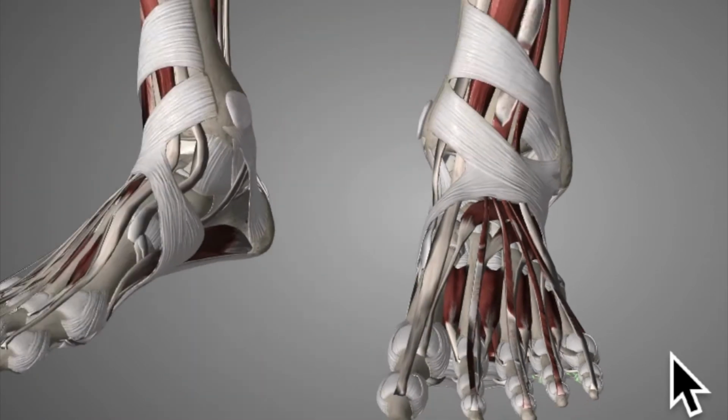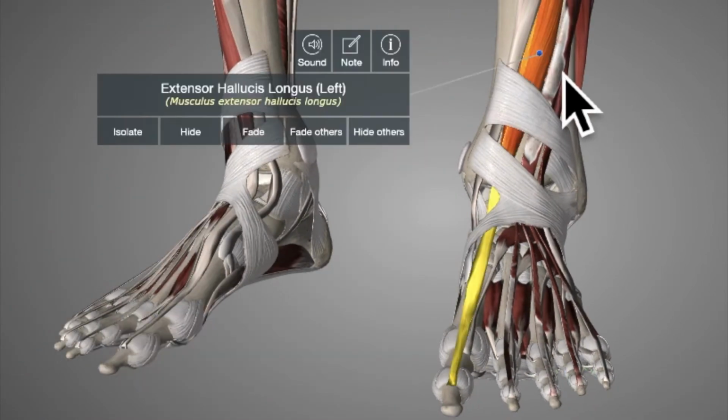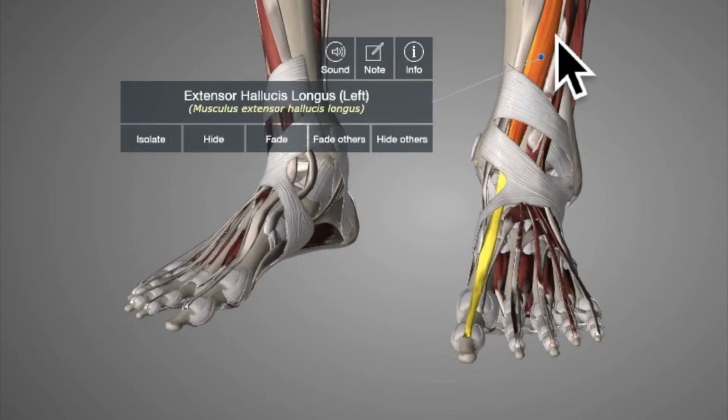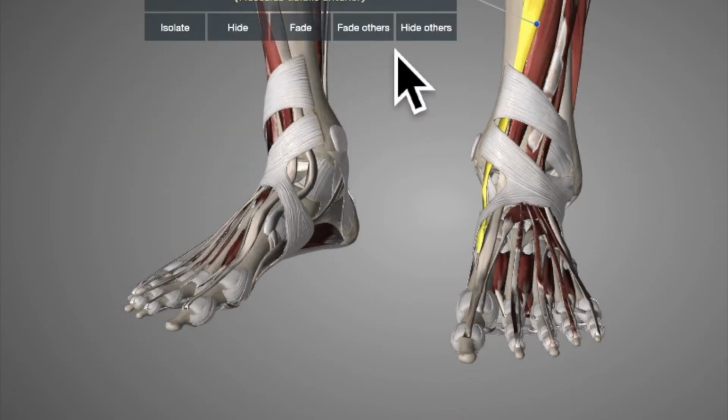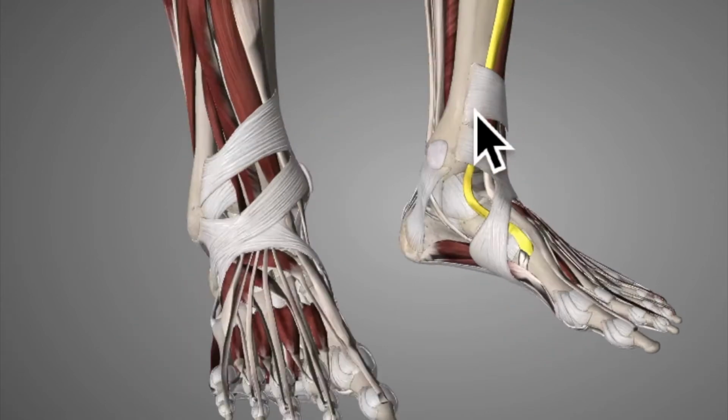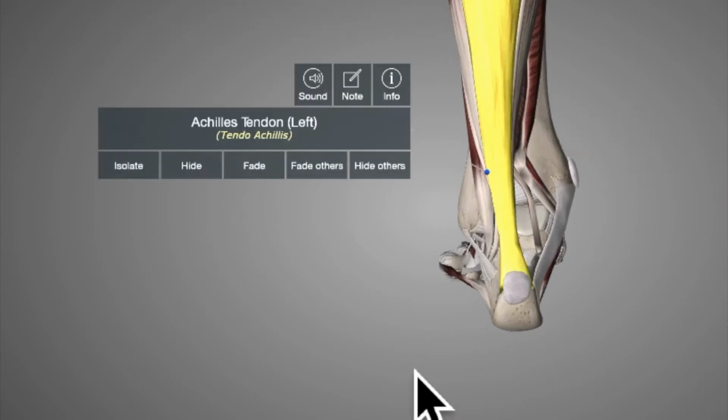Other common things you may experience down in the ankle is shin splints, and this can be due to this muscle right here, Tibialis Anterior. Could get a little bothered if you're doing repetitive things such as walking or running. Same thing with the Achilles.